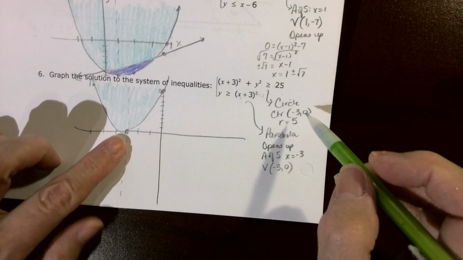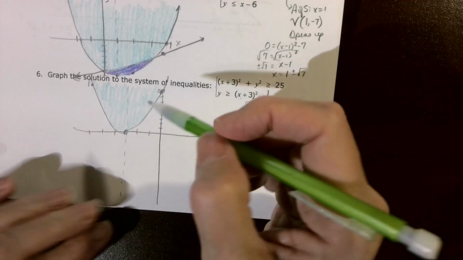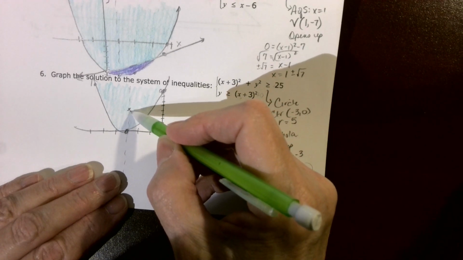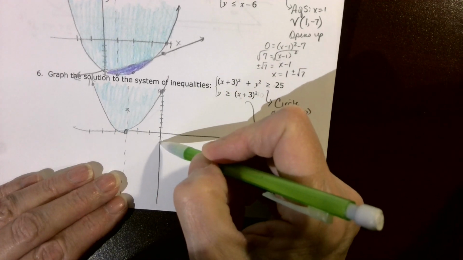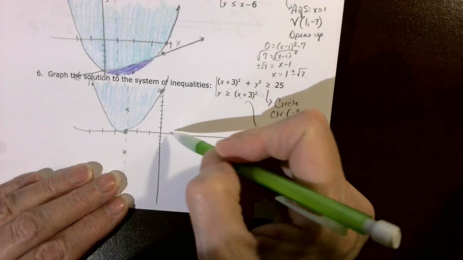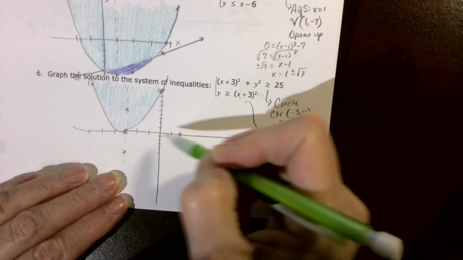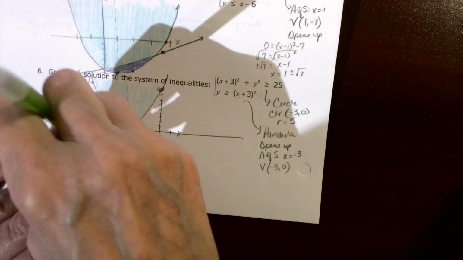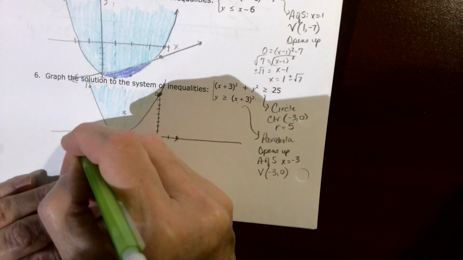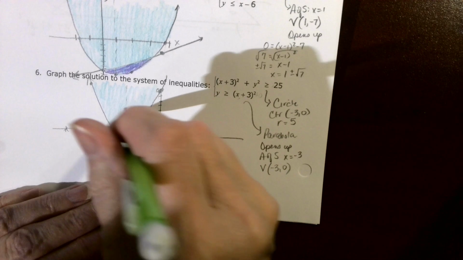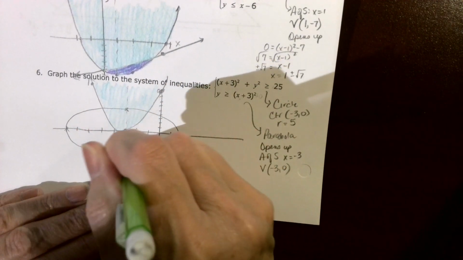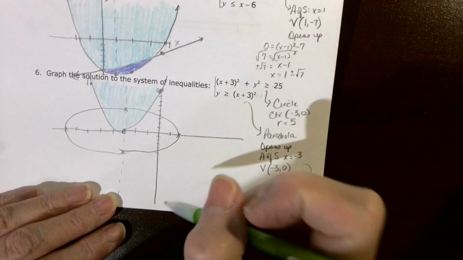Then I'm going to graph the circle. The center is at -3, 0. It has a radius of 5. So 1, 2, 3, 4, 5. So it's going to come to here. And 1, 2, 3, 4, 5. It's going to come to here. And 1, 2, 3, 4, 5. Now it's not going to look like a circle. It's going to look like an ellipse because I have my scales different. But I think you'll understand why if you're thinking about it. I put these so much closer together just to fit it on there.